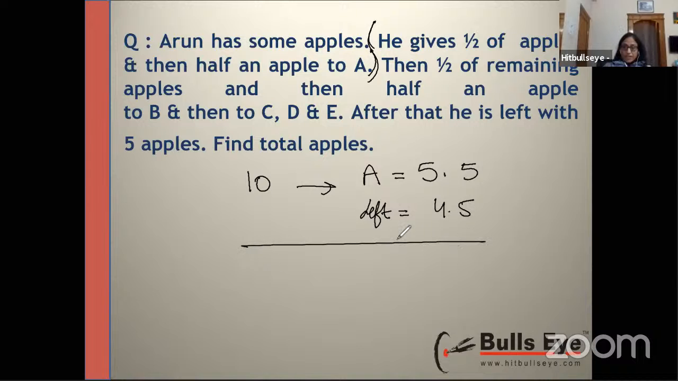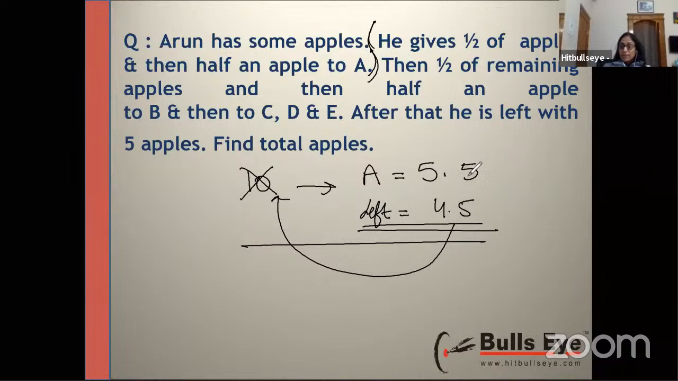Now, can you tell me, if I know that I'm left with 4.5 apples, but I don't know this number and I have to come back here, how will you visualize it? Visualize it as if you are now snatching the apples that you gave to A back. So first of all, you will tell him, give me my half apple back. So that half will get added to your leftover, making it 5. Now you will double it up, make it 10. So how are you coming back? Are you realizing what I'm trying to tell you from this question?